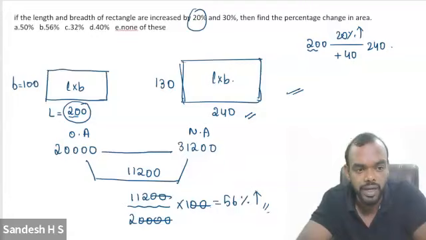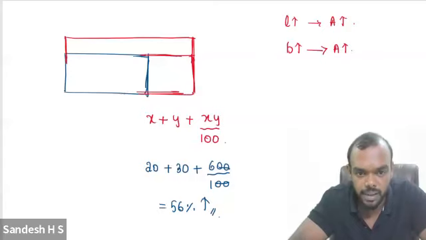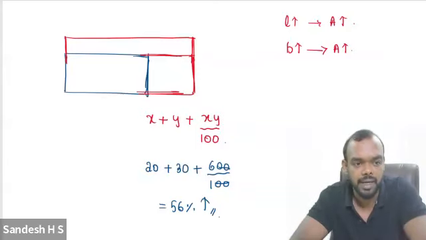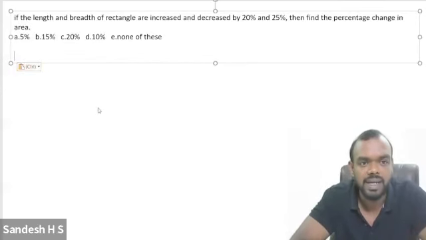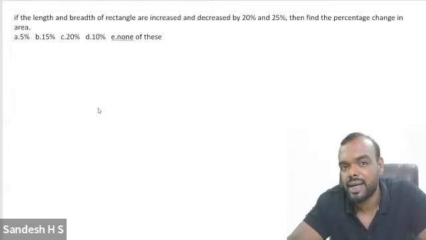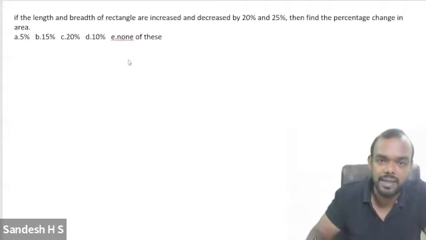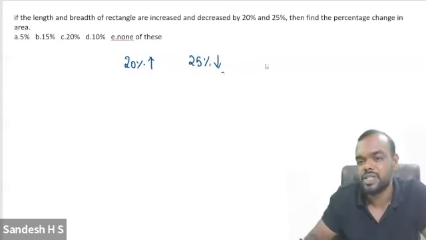Okay. Let us go to the next question. Now we'll have another question of similar type and try this. What did he say now? The length and breadth of a rectangle are increased and decreased by 20%. Increased by 20%. Decreased by 25%. Find the percentage change in area.